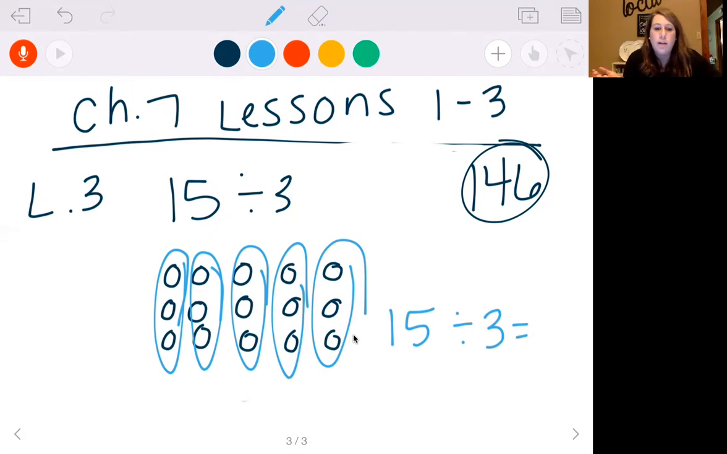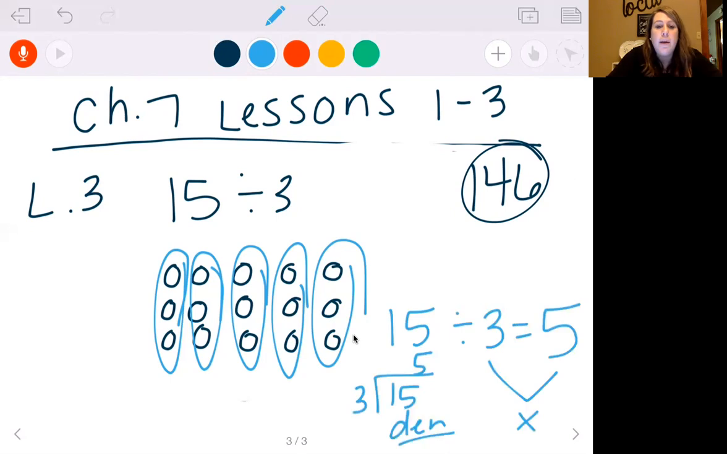I don't think I told you this in the other part of the video, but I think Miss Liz told you too, we like to think of it as the dividend is in the den of the house, so it's inside the house. If we're dividing by 3, it goes on the outside, and our answer of 5 goes on the top. So we have 5 birds on each branch of the tree. So let's look at some other things that you might get with this.